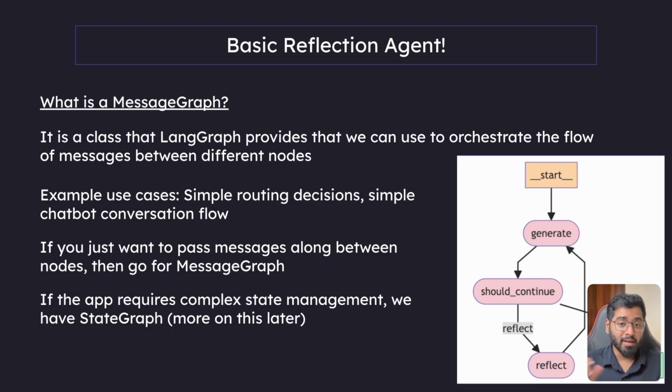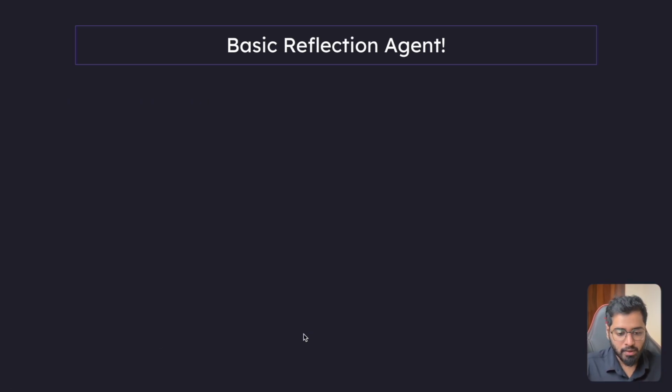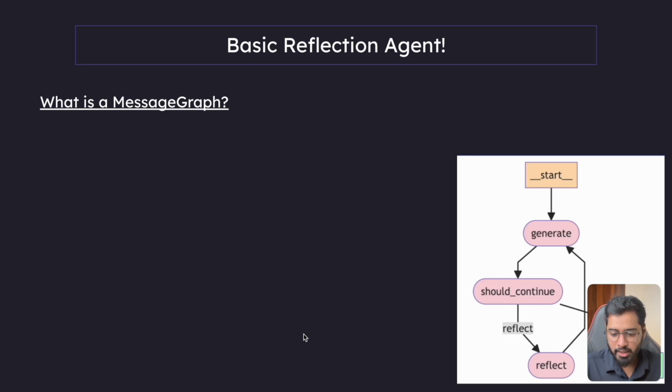And there is another type of graph, which is a state graph. If your app requires complex state management, then we can go for state graph. We'll look at more of this in the future. But for this particular use case, we can actually use the message graph. Okay, so let's dive deeper into it.